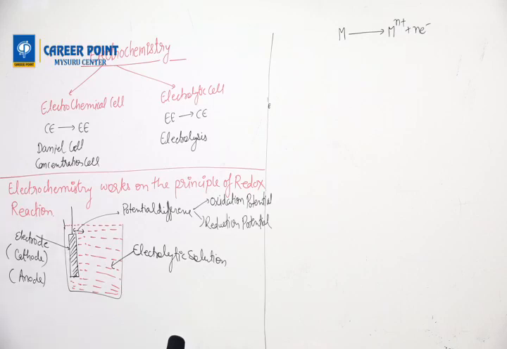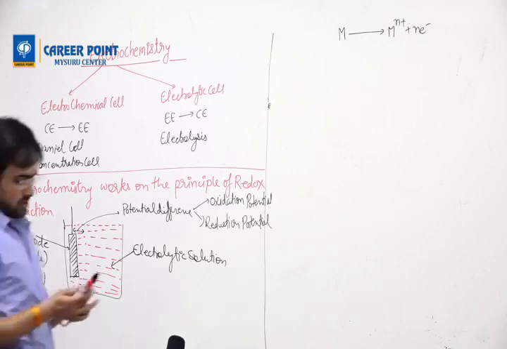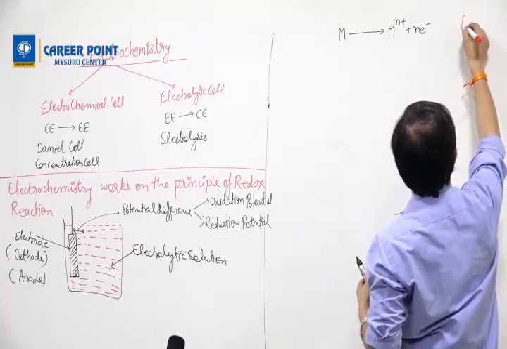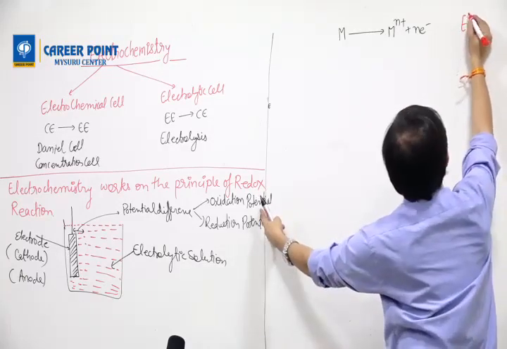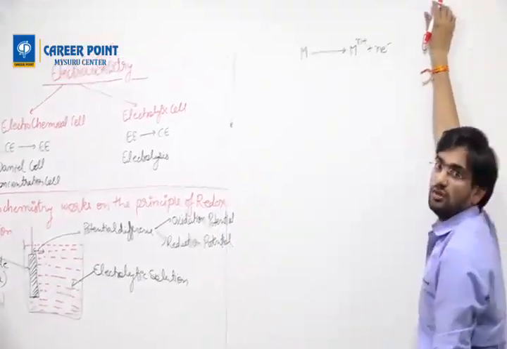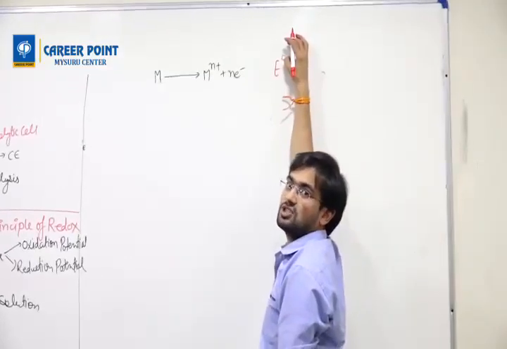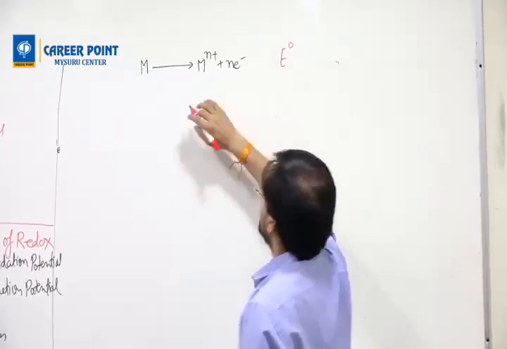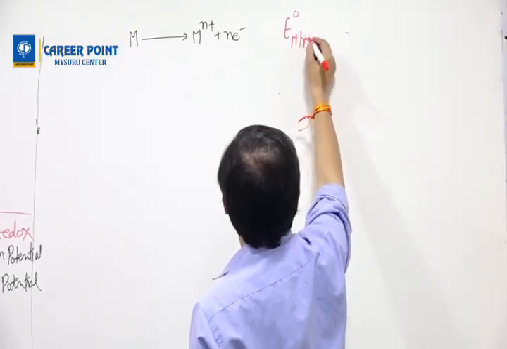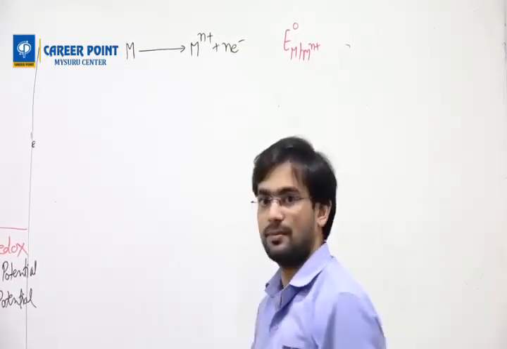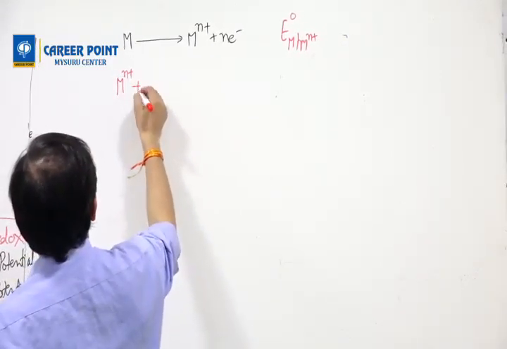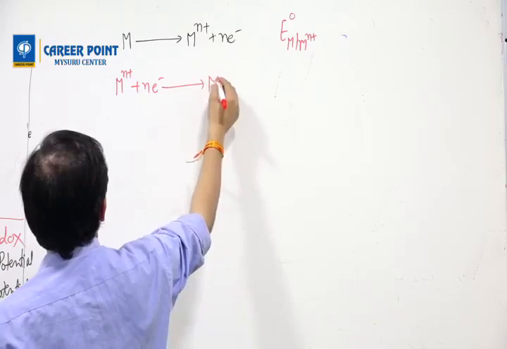So that is oxidation. Now, if this is oxidation, I'm going to denote this oxidation potential by E naught. E is oxidation potential, but if you write naught on this, it will become standard potential. Now it is an oxidation, so I can write M converting into Mn+. Then I get another reaction: Mn+ plus n electrons gives rise to M.